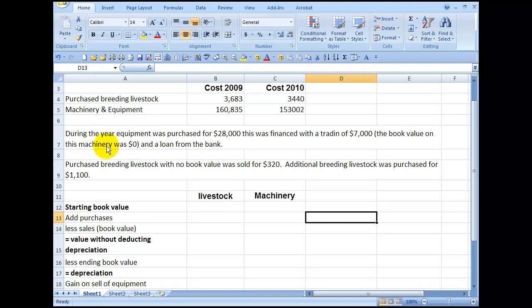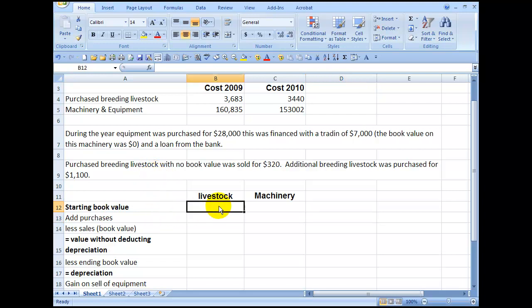During the year, equipment was purchased for $28,000, and this was financed with a trade-in of $7,000. The book value on the machinery was $0, so it had a $0 cost basis, and a loan from the bank. Purchased breeding livestock with no book value was sold for $320, and additional breeding livestock was purchased for $1,100.